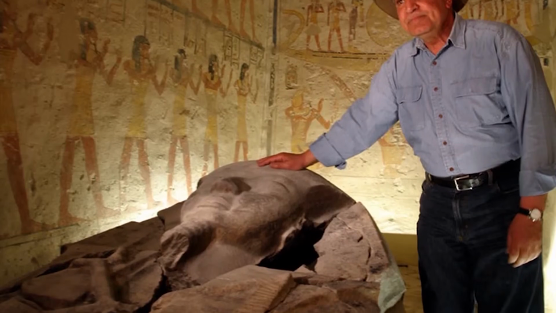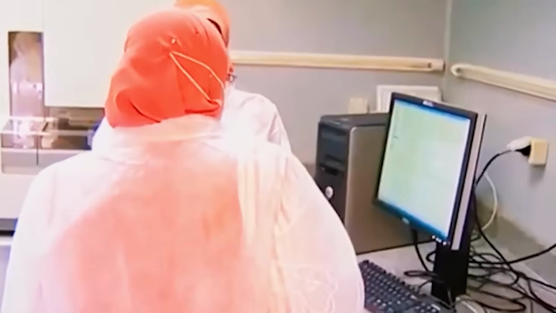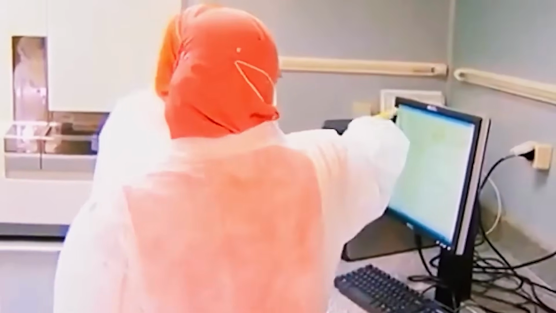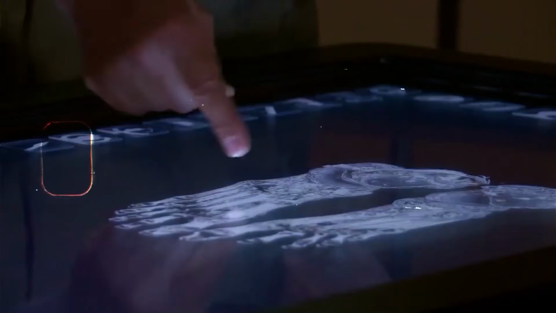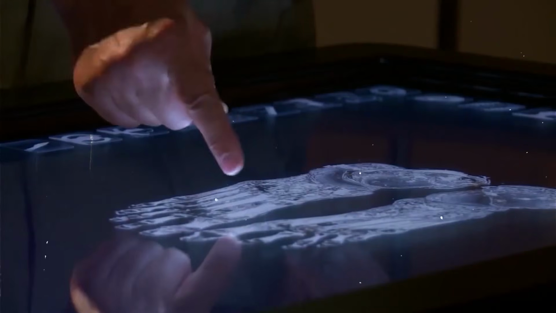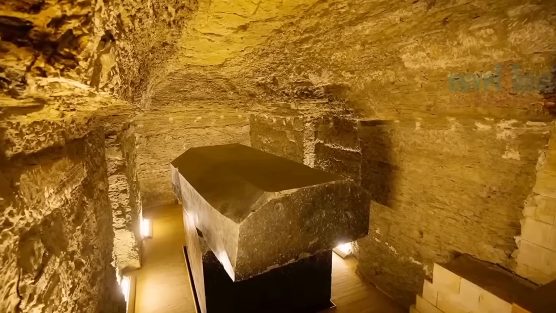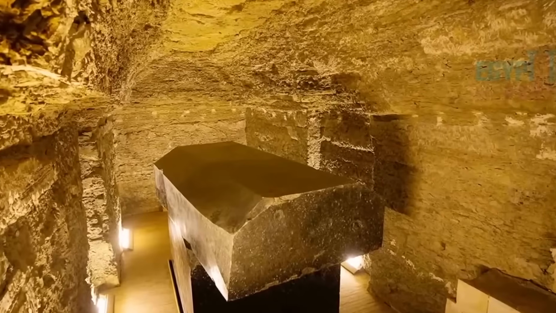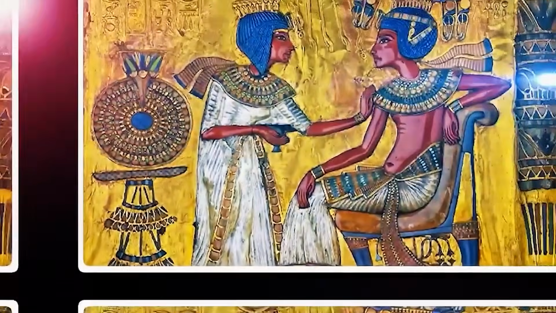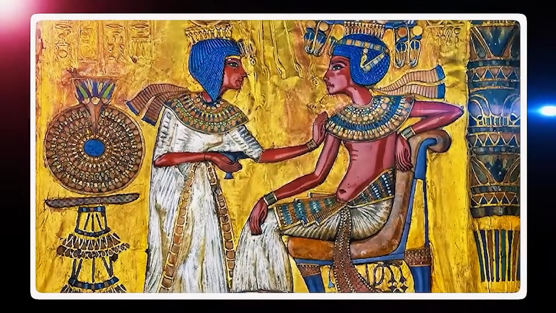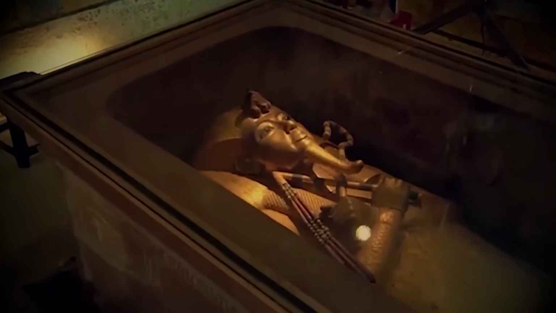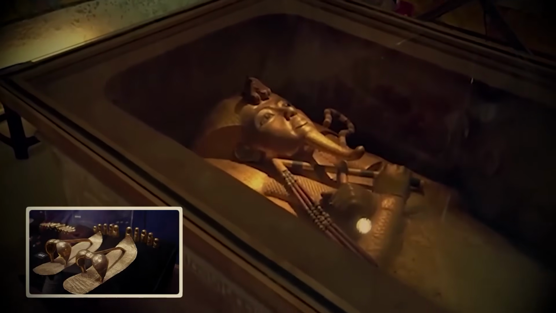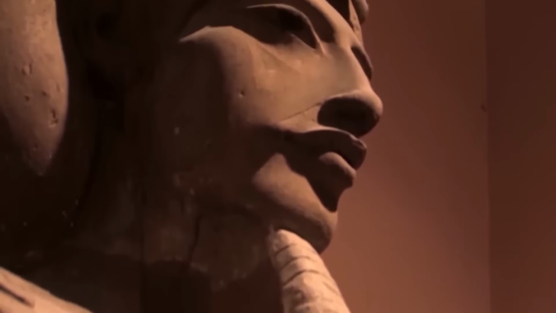By the beginning of the 21st century, archaeologists realized that traditional methods had reached their limit. Statues could not answer the question. Ancient texts were incomplete. Medical speculation remained inconclusive. Only the mummy itself could settle the debate. That opportunity finally arrived inside one of Egypt's most secure research facilities.